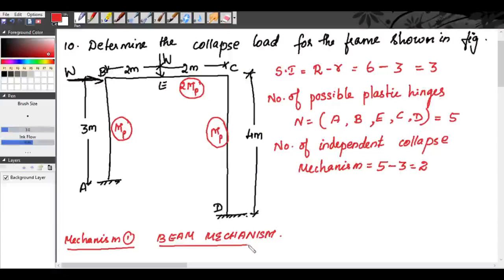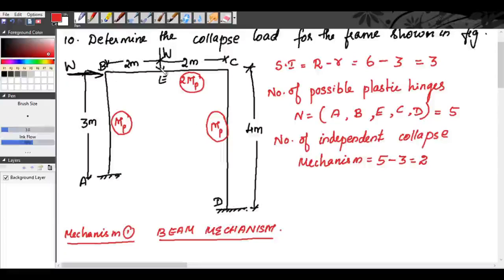So we will draw the beam mechanism first. When we are considering this beam BEC, B and C are the joints, right? Rigid joints. That means there is a possibility of a hinge at B, and a possibility of a hinge at C. And since there is a concentrated load at E, we know that the maximum bending moment will occur under the load. So at E there will be maximum bending moment. That is why at E there is a possibility of a plastic hinge.